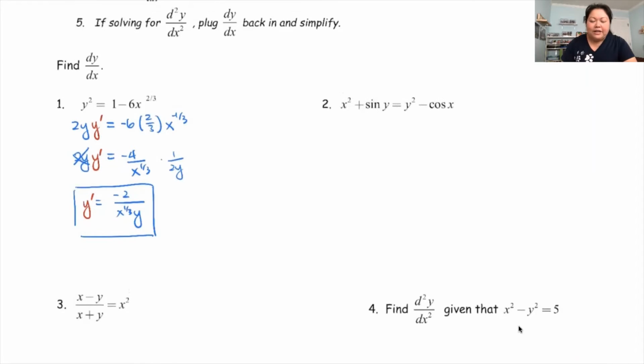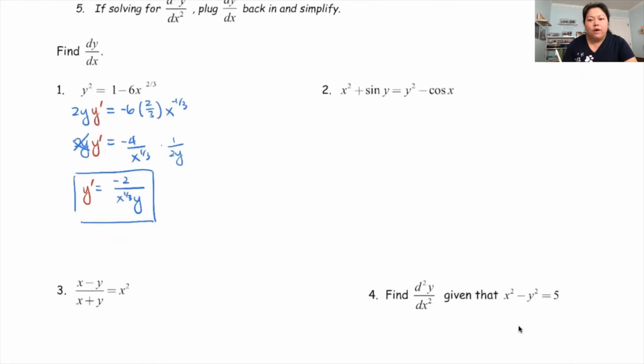Next one, you have x squared plus sine of y equals y squared minus cosine of x. If you look at this equation initially, you see there's a y on the left and a y on the right, so there's two y's. Therefore, when you are done taking the derivative in the first step, you should have two y primes show up. So we're going to take the derivative.